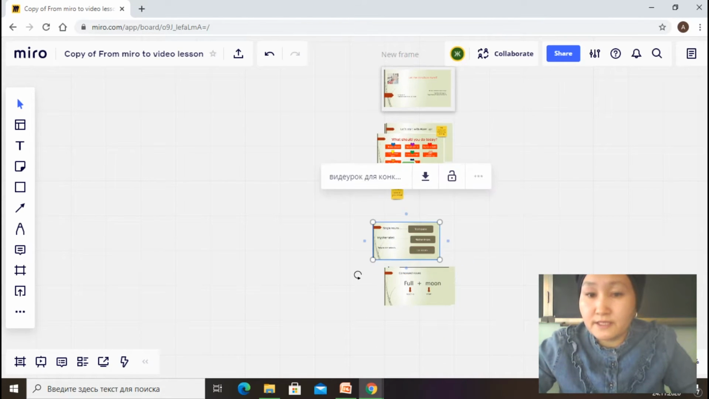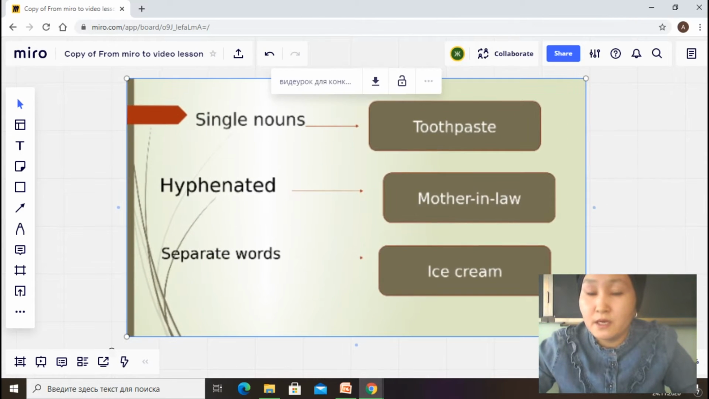If we look at the structure, how compound nouns are used in English sentences, we should also follow that they can be used as a single word, like the example toothpaste. Sometimes they can be hyphenated, like mother-in-law, and sometimes they are separate words, like ice cream.